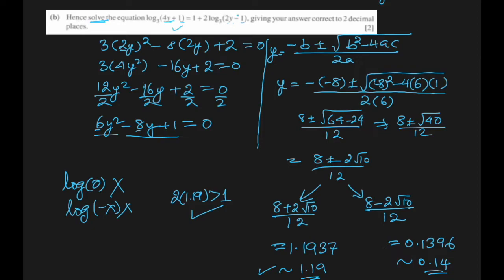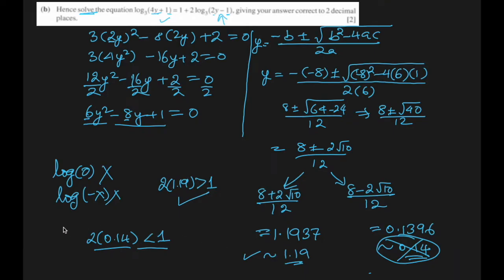And it will not work here because 2 times 0.14, and this is minus 1, right? It has to be greater than 1, but it is less than 1. And this will give us a negative expression. That means 0.14 does not work for us. We will have to get rid of this. This is inadmissible. All right.